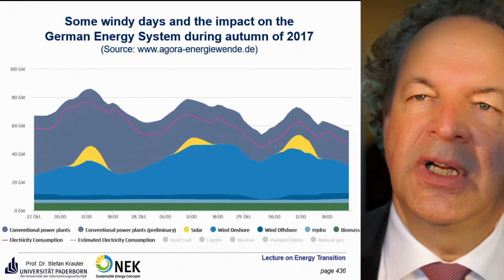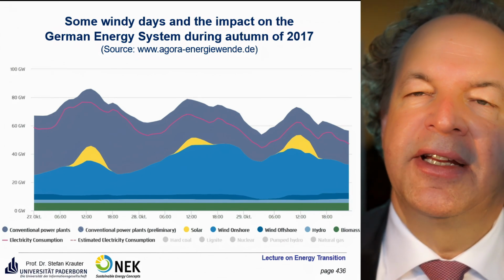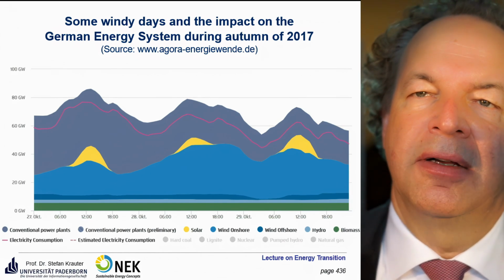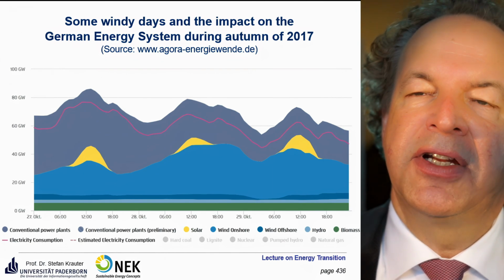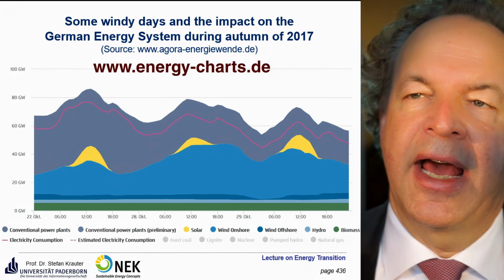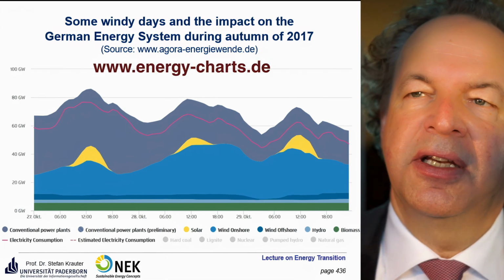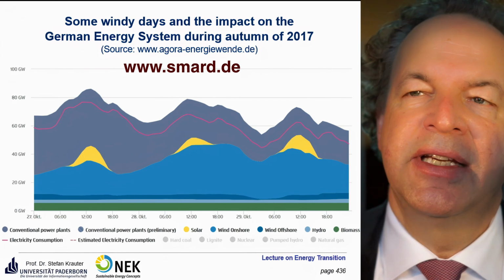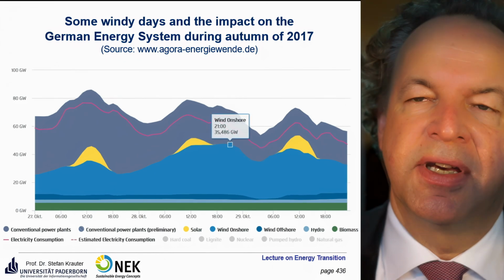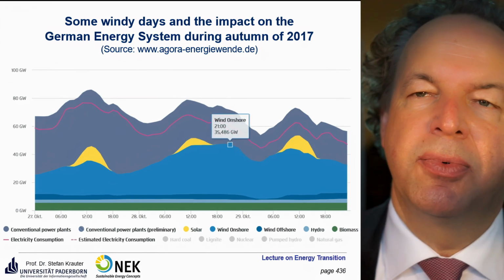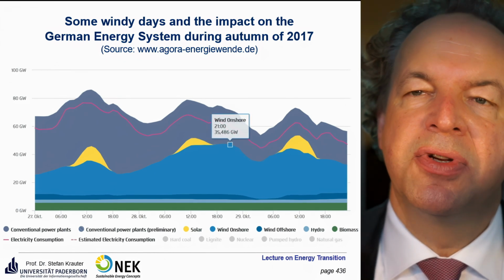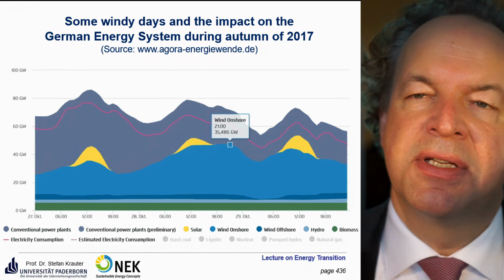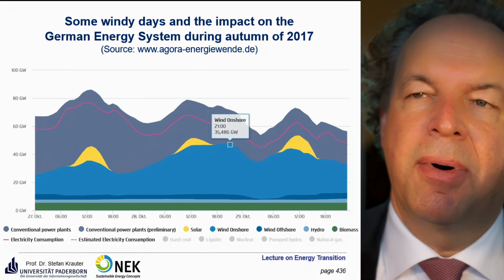You can look it up for any date at, for example, www.agora-energiewende.de or at energy-charts.de, or from the government, it's called smard.de, and smard written with a D, not with a T. The light blue is the contribution of wind power, and you see during these three days wind is by far the most dominating power source.